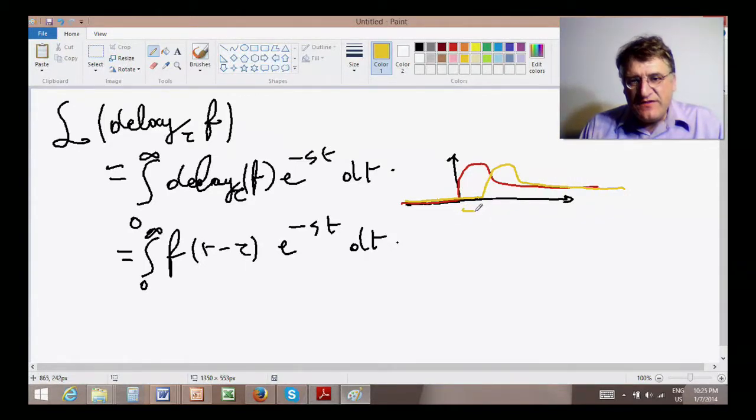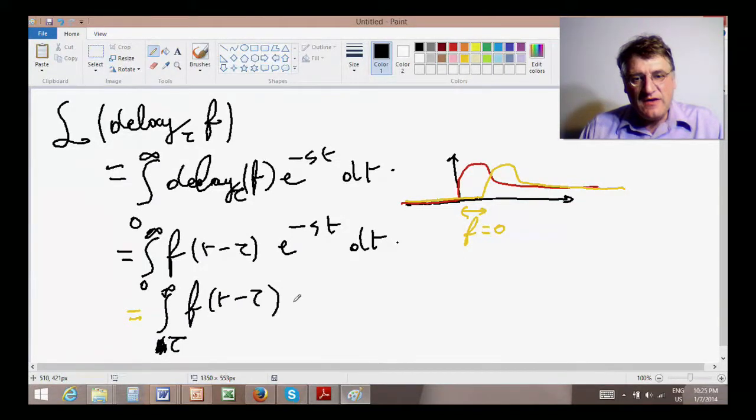Okay, so we have this period here over which f is 0. And so what we can say is that this is equal to the integral from 0 to infinity, let me replace the 0 by tau, of f of t minus tau e to the minus st dt.